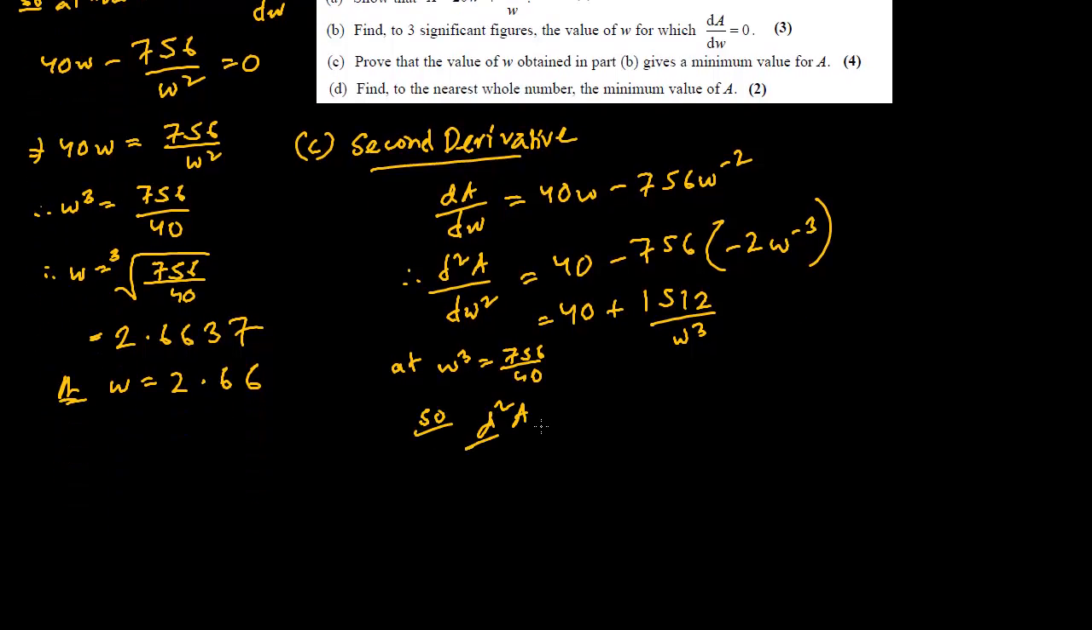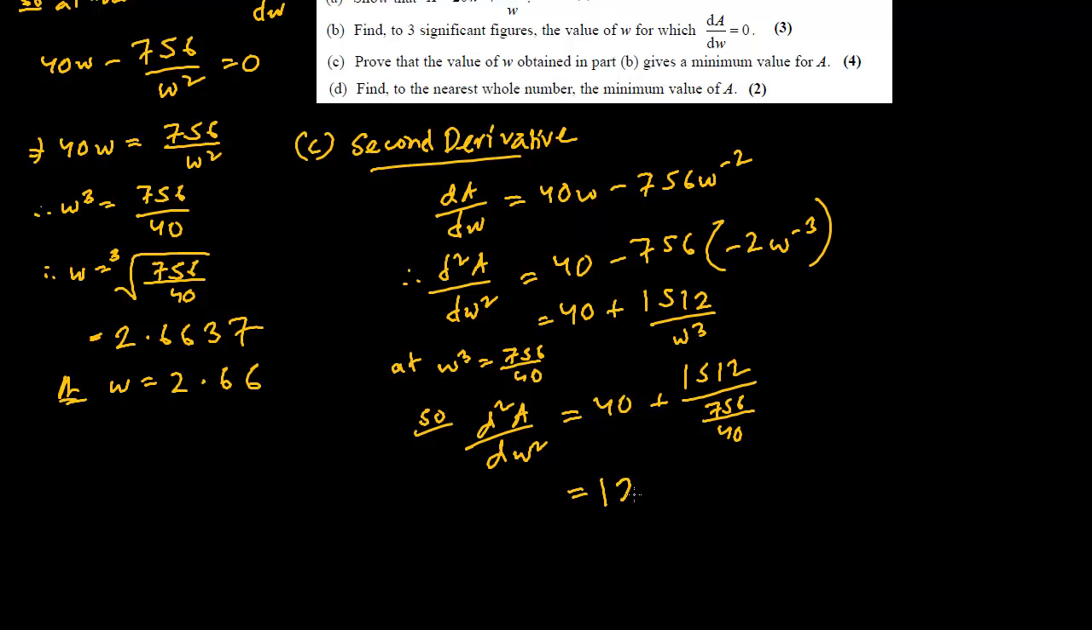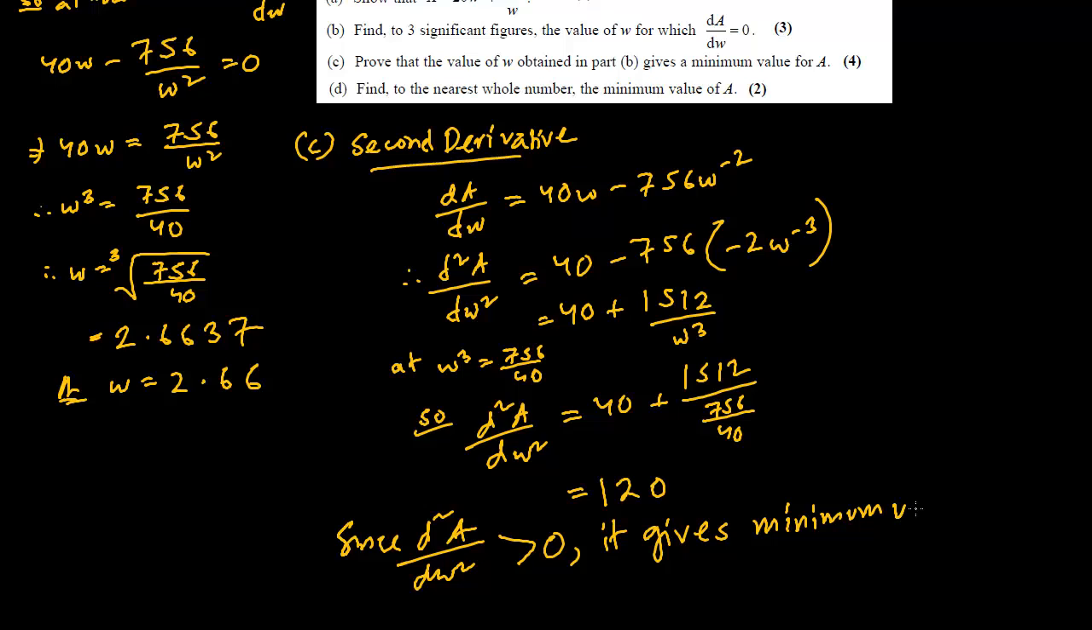So d2A by dW squared equals 40 plus 1512 divided by 756 by 40, and this is a positive value. So you can either calculate or not calculate, it doesn't matter. I'm calculating over here 756 divided by 40. This is 80 plus 40 is 120. So we just need to know whether the second derivative is positive or negative. So you write, since d2A by dW squared is greater than 0, it gives minima or minimum value.